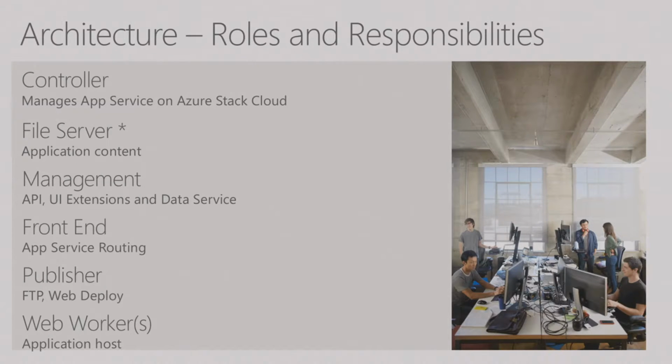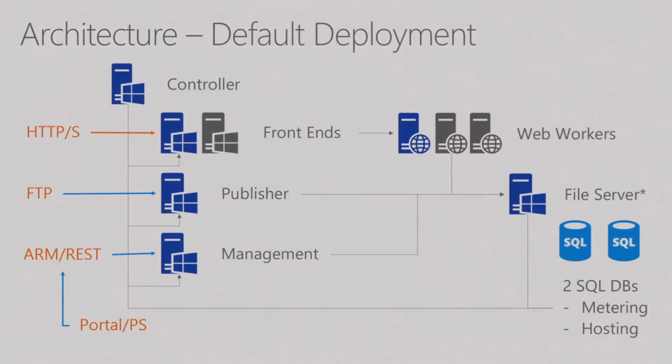And then the web workers is where the real meat and potatoes are. These are the things that are doing your web hosting and the application hosting, the APIs, mobile, everything is hosted using these workers. So this diagram shows a bit of a default deployment and some of the idea of where we have different endpoints and different inputs.